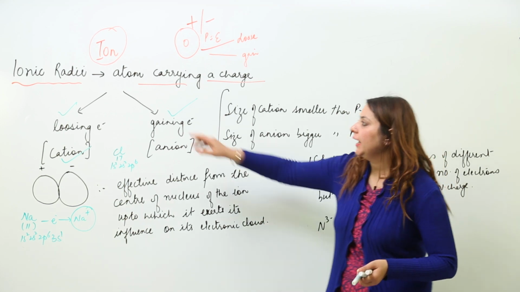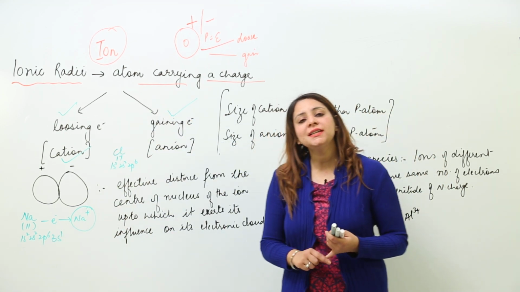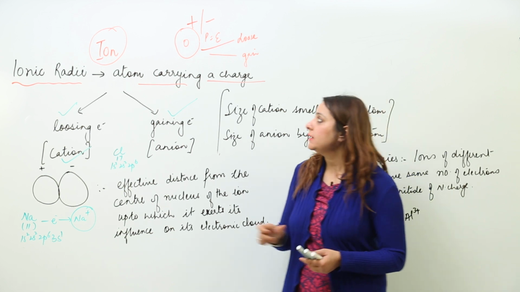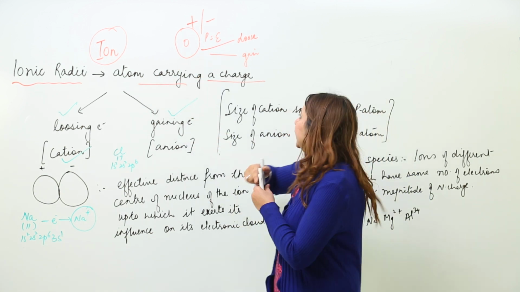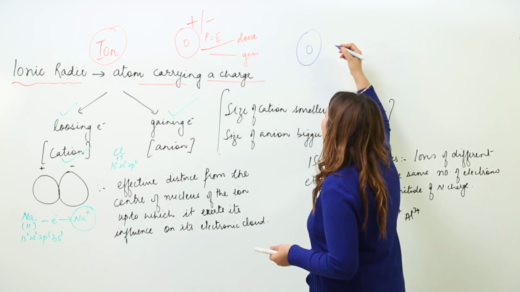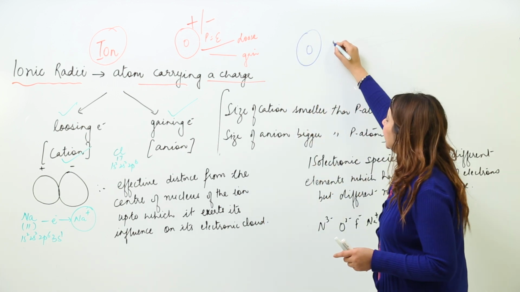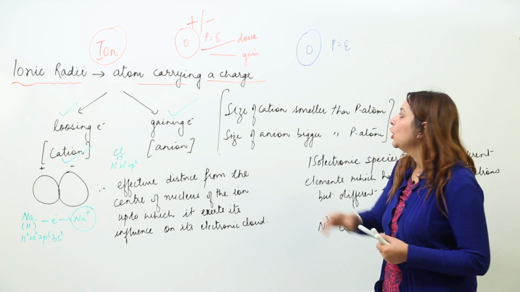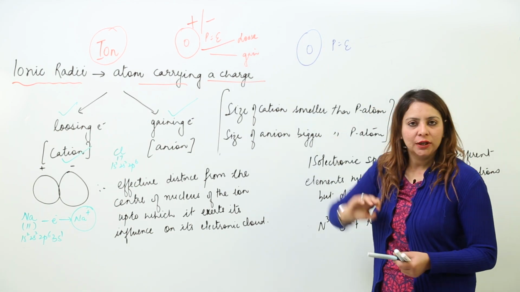Now we have ionic radii. So the first thing you should know is what an ion is. As you all know, an atom is neutral, because the number of protons is always equal to the number of electrons, right? So that means there is no charge on the atom.